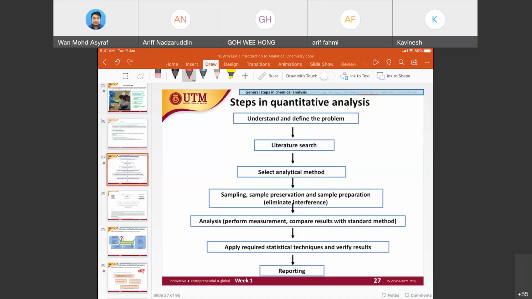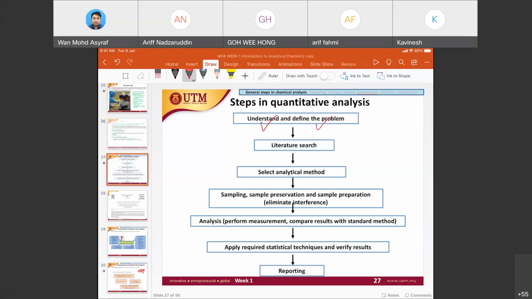So, based on the previous examples, what are the steps in quantitative analysis? Okay. So first of all, the trick is for you to understand and define the problem. In this situation, like the case studies and examples we had earlier, you need to understand and define the problem. If the problem requires you to do a quantitative analysis, then you will need to do a quantitative analysis. But if only qualitative is needed, then you just do qualitative.